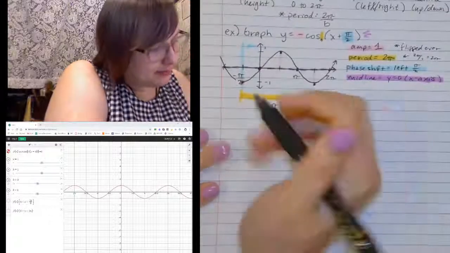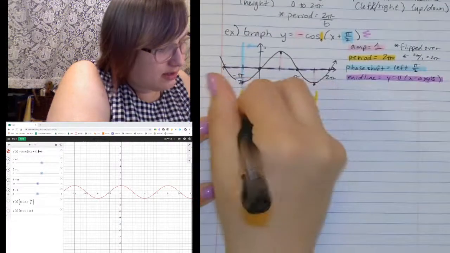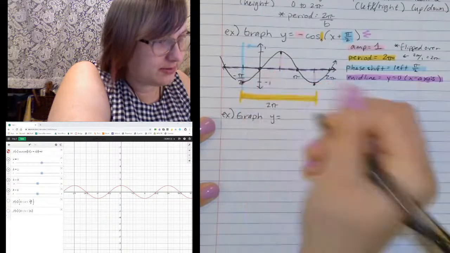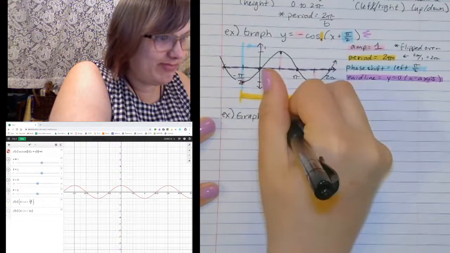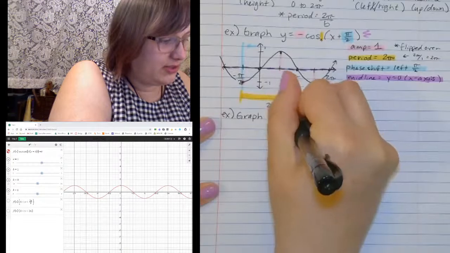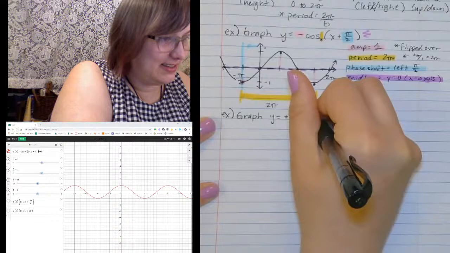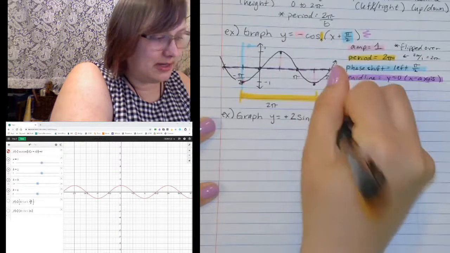Alright, I'm going to move this down. Let's graph a sine function. Let's graph y equals -2, 2. I'm going to make that positive 2. I don't want to confuse anybody. Sine of 4x minus 1.